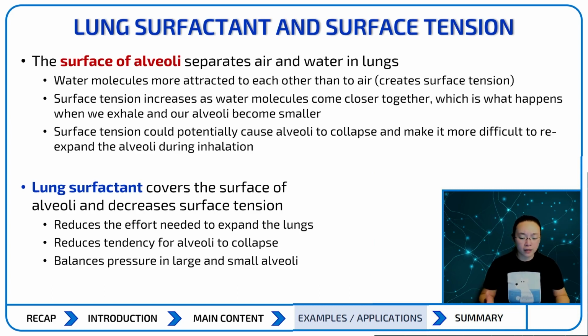So your lung surfactant is a monolayer, basically one layer of lipid molecules. It's a monolayer that covers the entire surface of your alveoli. And what it does is it helps decrease surface tension by allowing us to breathe in and out more easily. Number one, it reduces the effort needed to expand the lungs. Number two, because of that, it's going to reduce the tendency for your alveoli to collapse. And three, it's going to balance the pressure in both your large and small alveoli.